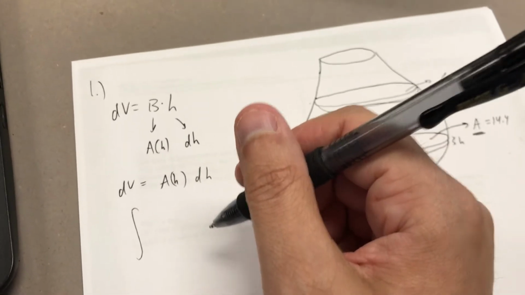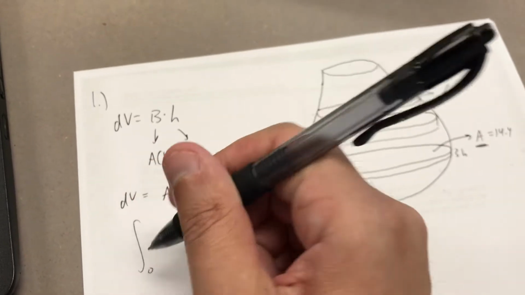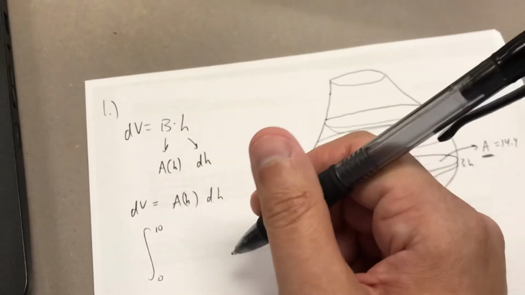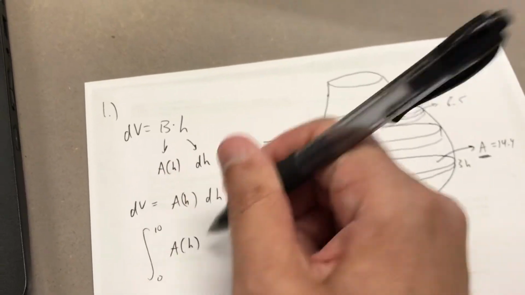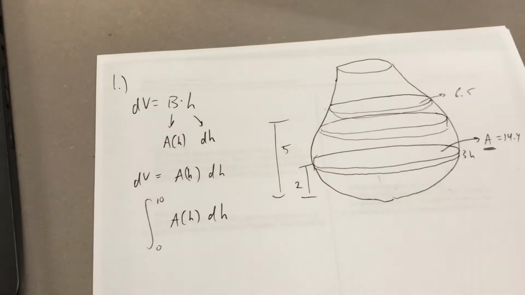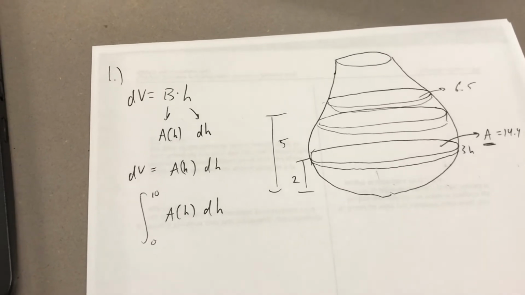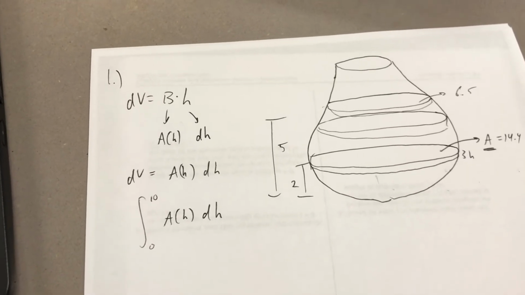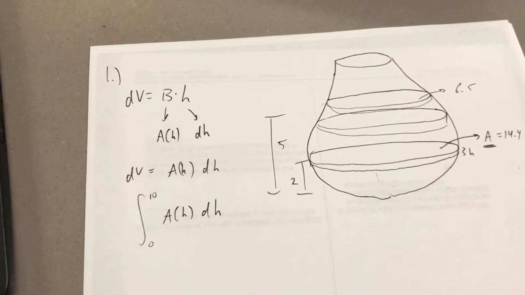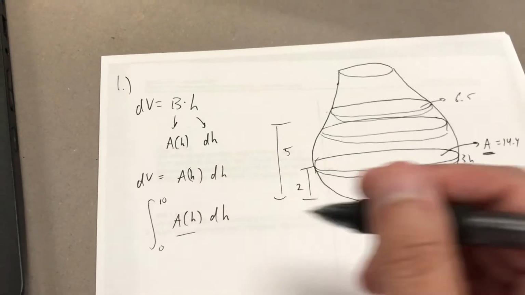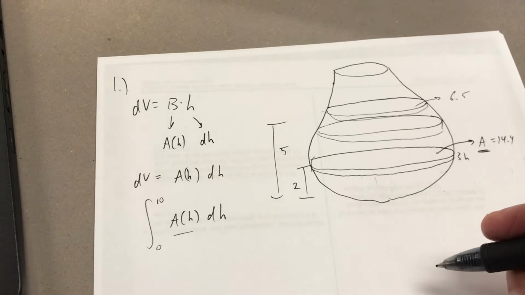So anyway, these are actually really super simple integrals. We're just taking the integral from 0 to 10, because that's the height of the whole tank, of that A of H function dH. Now, they didn't give us the function in part A. They just asked us to estimate it. So we're really just basically doing a Riemann sum here. And doing it that way.